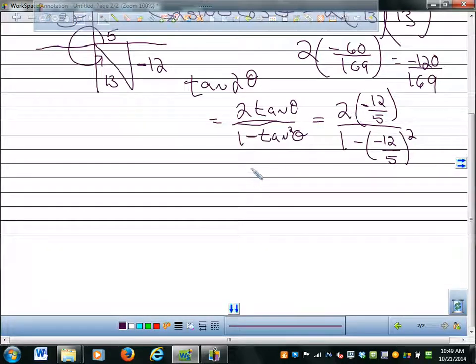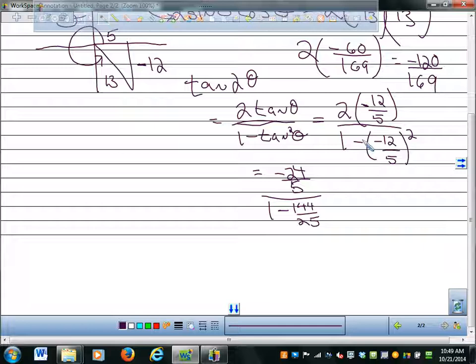So using some math skills that you should have, 2 times negative 12 is negative 24, over 5. And on the bottom I have 1 minus 144 over 25. You with me there? Plus. Oh, I see, because it's minus, minus, which makes plus. Okay.